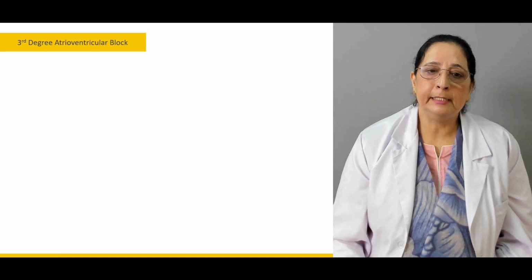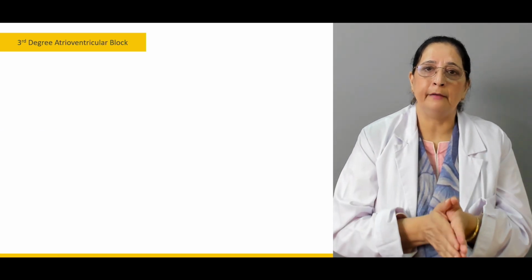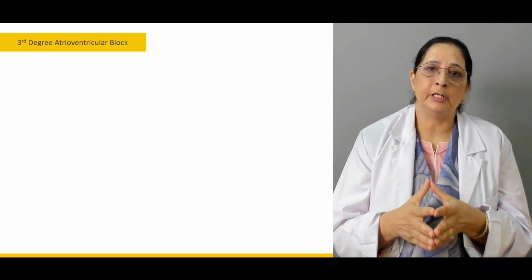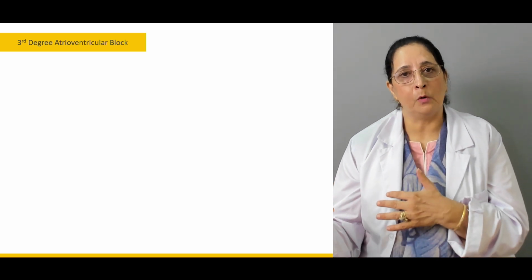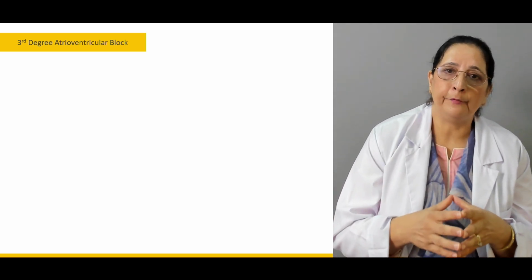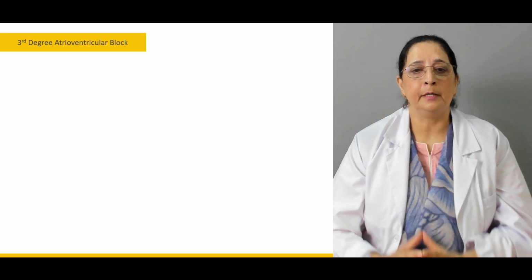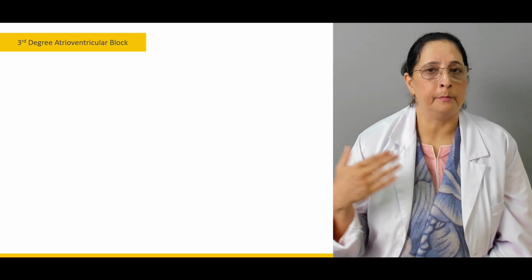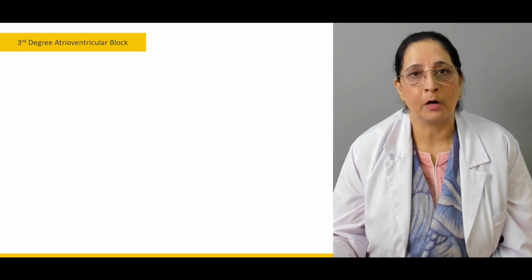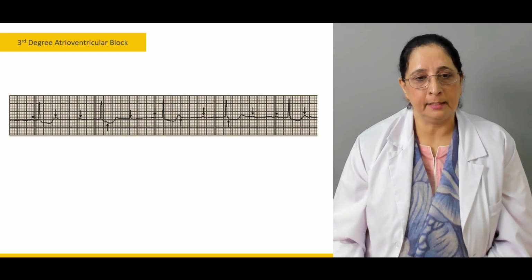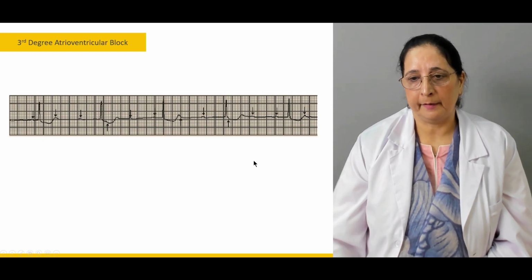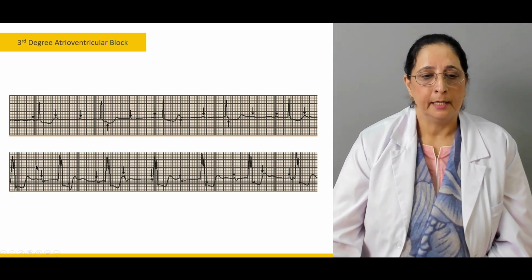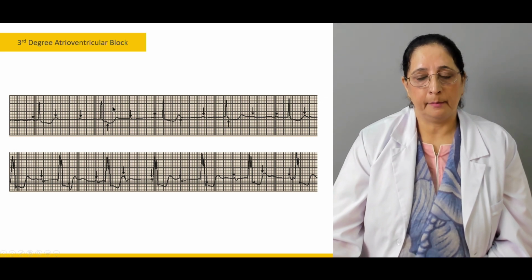Then we have third degree AV block. First degree AV block, we mentioned, we treat only if symptoms are present. Second degree is more serious, we treat it with the temporary pacemaker or the permanent pacemaker. And then we have the third degree AV block, more like a complete block. It can be very serious, and that's the strip appearance of the dysrhythmia due to the third degree AV block.